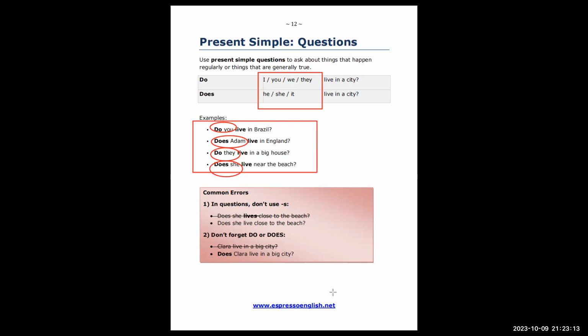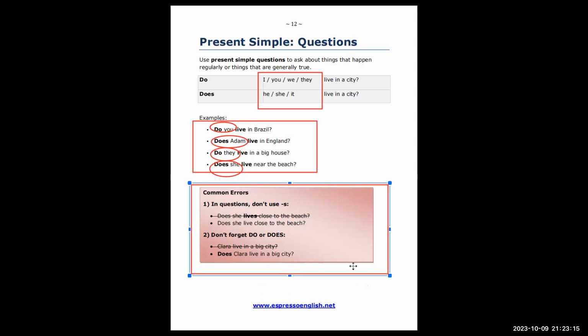Another, here. Please read. Common errors. So these are the common mistakes. Okay, number 1. In the question, don't use s. Don't add s or es. For example, the wrong sentence is, does she lives close to the beach? Okay, that's wrong.